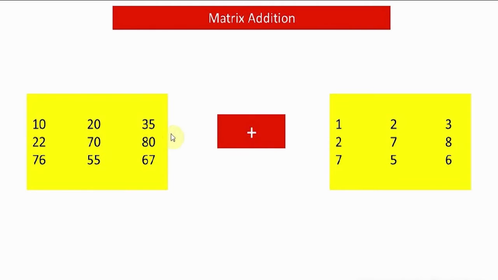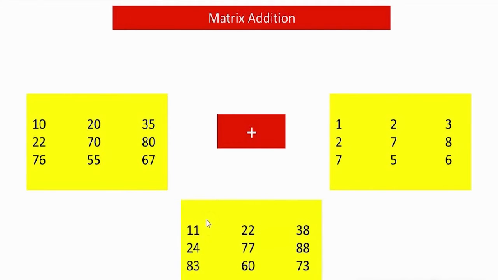In matrix addition, the rule is very simple. The corresponding elements are added together and put into the corresponding element of the resultant matrix. So 10 plus 1, 11 will go as the first element of the resultant 2D array. 20 plus 2, corresponding elements are being added. 22 will get stored as the second element of the resultant matrix.